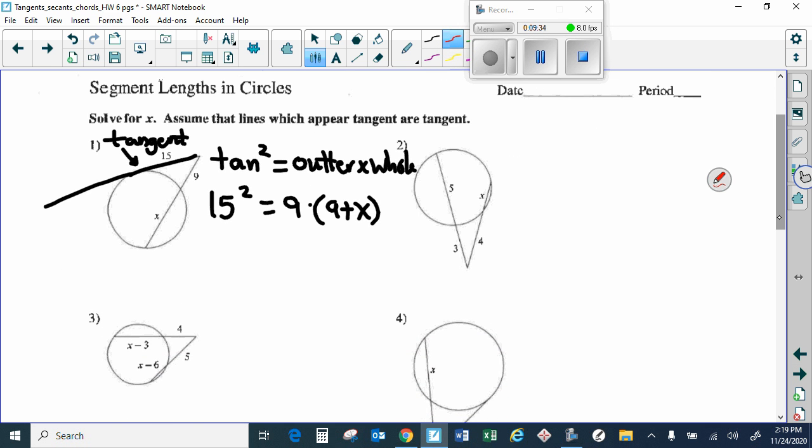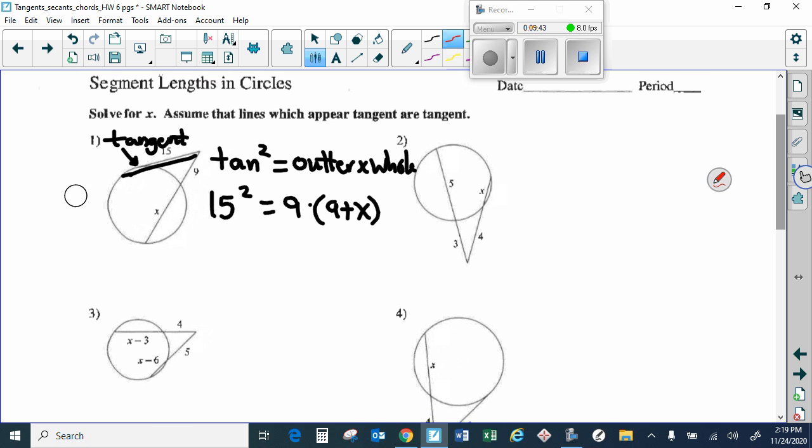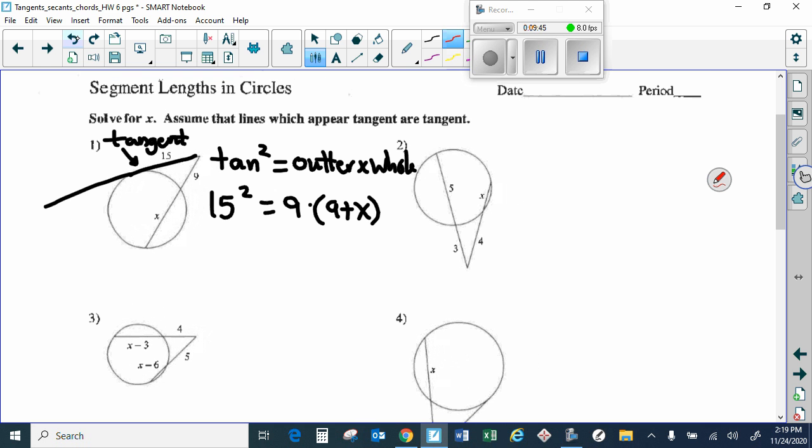All right, lengths now of tangents and secants. Anytime I have a tangent, I'm going to square it. So there's a tangent right there. And if it's a secant, right here, remember a secant goes through twice. It's the outer, which is the 9 here, the one outside the circle, times the whole length, 9 plus x. So the tangent is squared, so 15 squared equals the outer segment, 9, times the whole segment, 9 plus x.